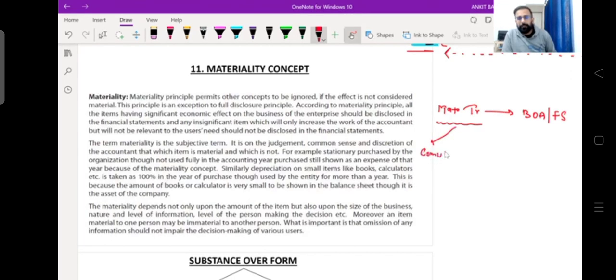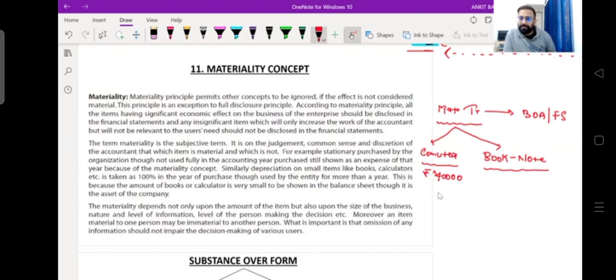The first asset is a computer, and the second asset, let's suppose, is one notebook that the company has purchased. If I talk about the computer, what adjustment will you provide for it? Let's suppose the cost of the computer is 70,000 rupees. Definitely you will say it should be recorded as an asset.